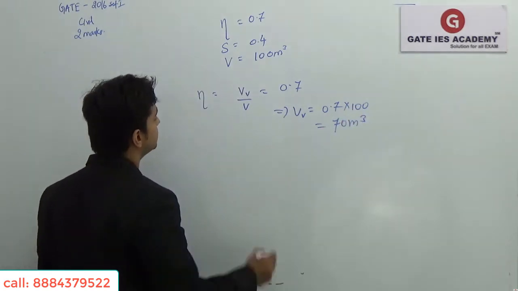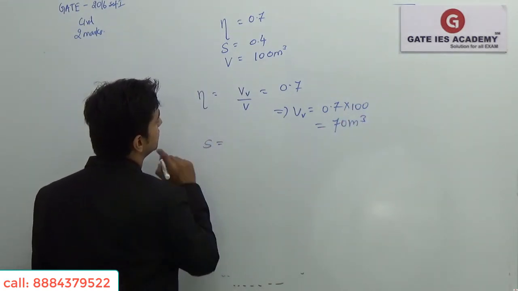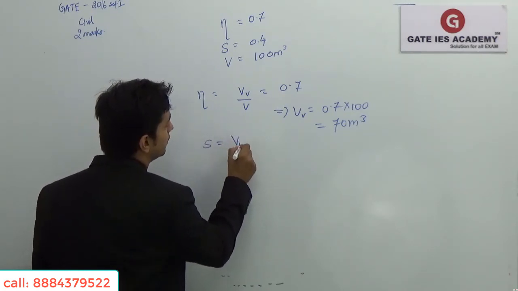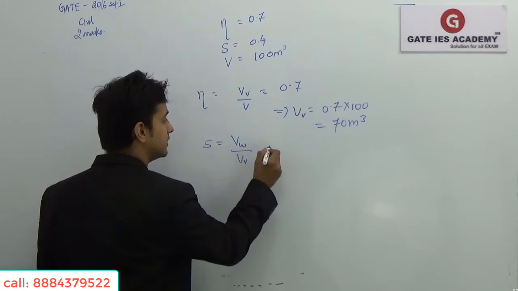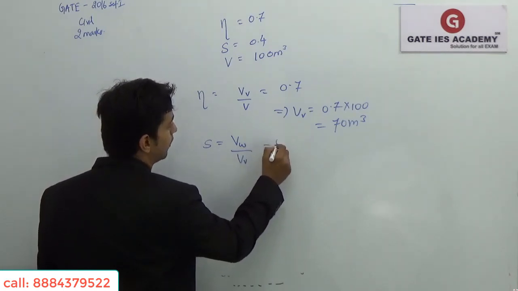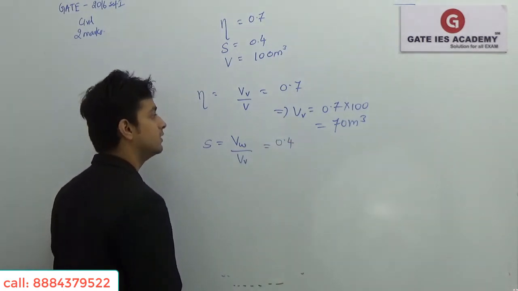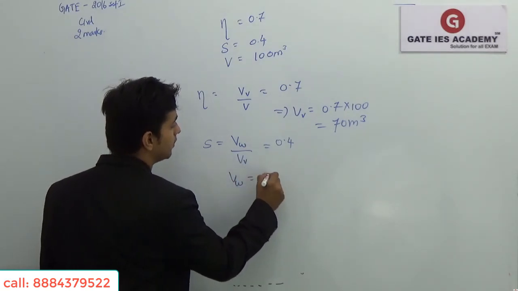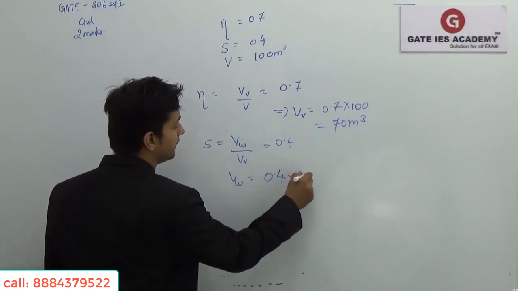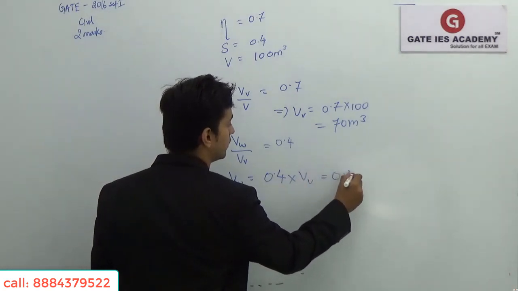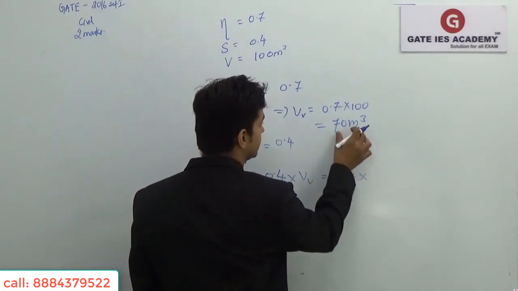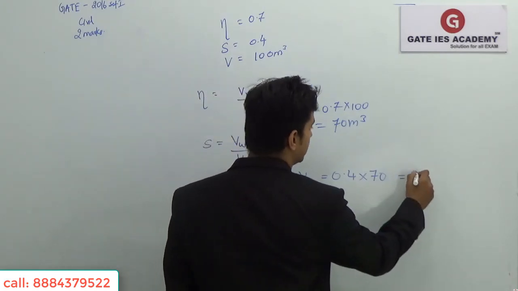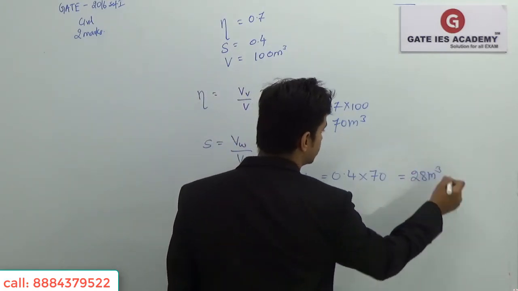Okay. And saturation S is given as 0.4, and saturation is nothing but volume of water upon volume of voids. That is given as 0.4. So if I want to find out the volume of water, that will be nothing but 0.4 into Vv, and we very well know that it is 70. This is coming out to be 28 meter cubes.